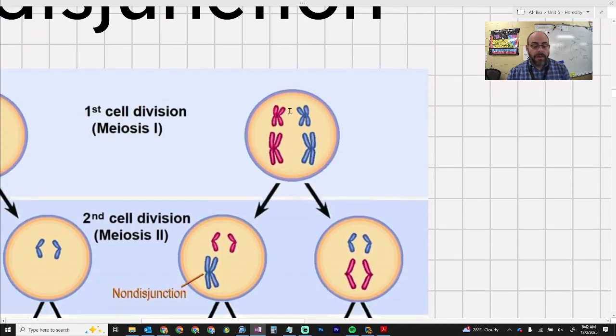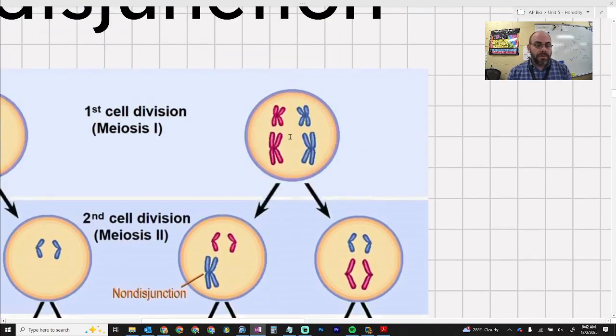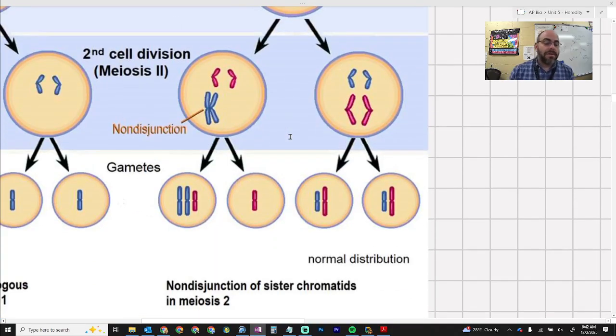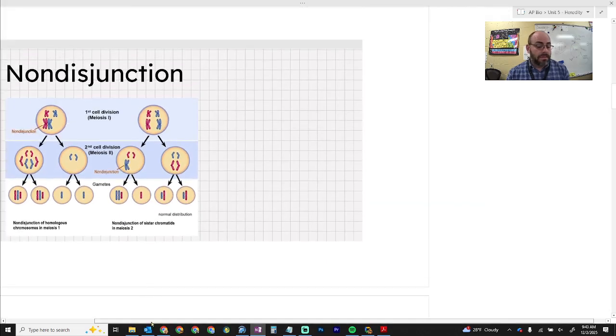Here we go. Meiosis 1 happens normally. Homologous pairs separate, red to the left, blue to the right. We're going to look at red to the left, blue to the right in just a second, by the way. And in meiosis 2, when sister chromatids separate, one of them doesn't. And so here you have N plus 1, here you have N minus 1, and over here you just have N and N. So if nondisjunction happens in meiosis 2, half of the resulting gametes are not correct, right?